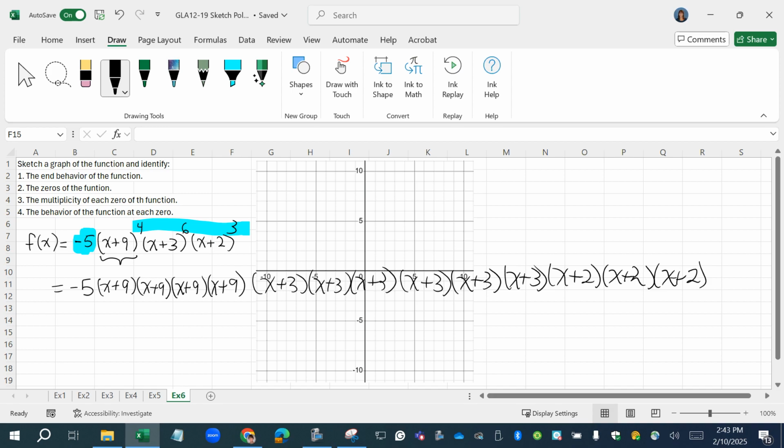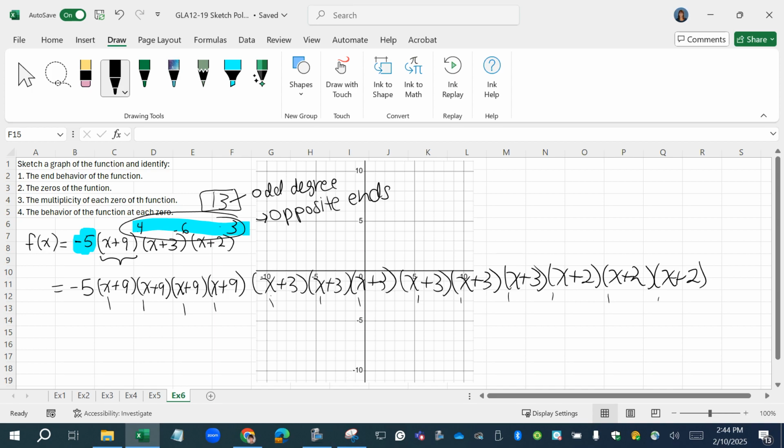But just by doing that, I can quickly see that there are 1, 2, 3, 4, 5, 6, 7, 8, 9, 10, 11, 12, 13 x's. So my highest power of x is going to be 13. And if I add all these together, notice 4 plus 6 is 10, plus 3 is 13. So this does have a degree of 13. And I do have a negative lead coefficient. So being that I have an odd degree, my ends are going to be opposite ends.